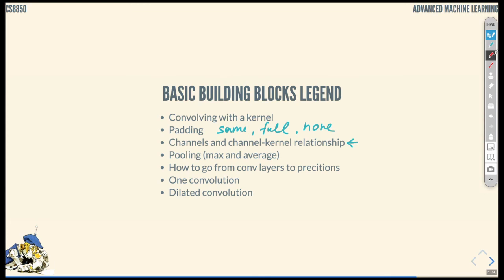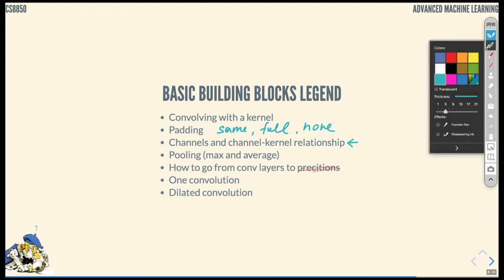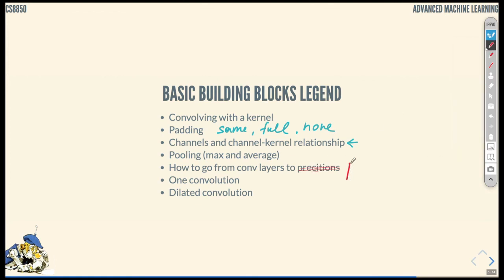And then how to go from convolutional layers to predictions. Let's correct that. What is 1 by 1 convolution? Also a useful tool. And what is dilated convolution? And then what I'm missing here, also up convolution is important. That's it for the building blocks.